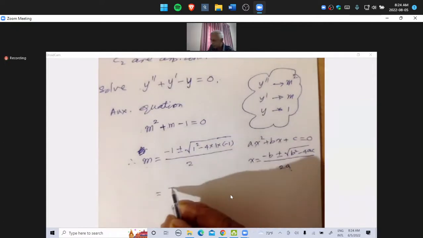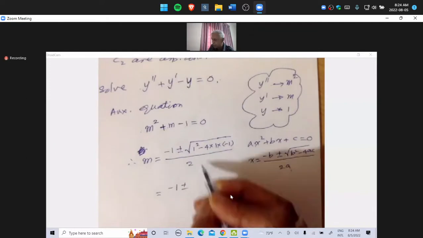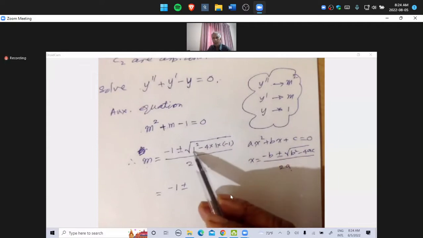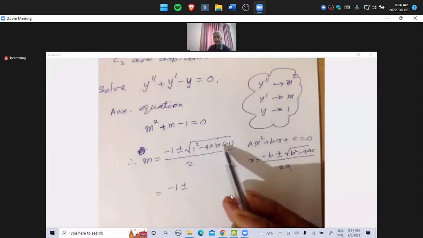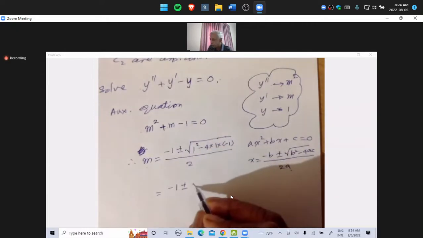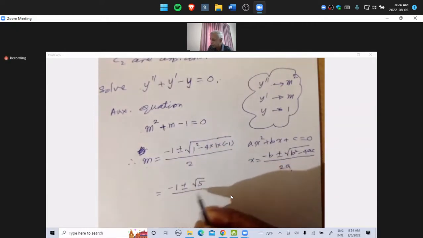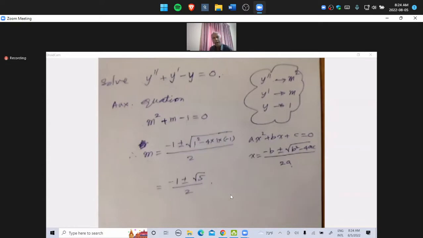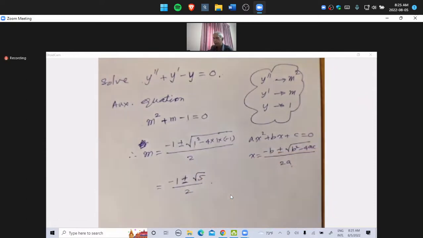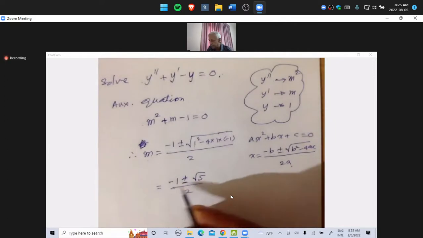Let us see. Minus 1 plus or minus the square root of what is inside? 1 minus 4 times minus 1, with this minus it is plus 4. 1 plus 4, square root of 5, divided by 2. So again, I have two distinct real roots. The roots are not as nice as the roots of the previous example, 1 and 4. But here, there are again two real numbers, distinct, different.